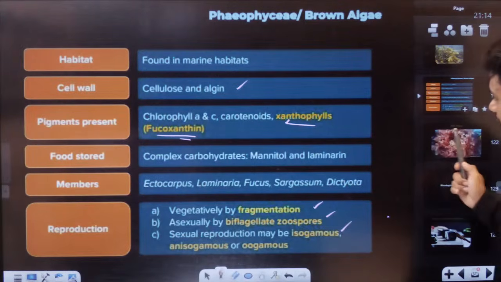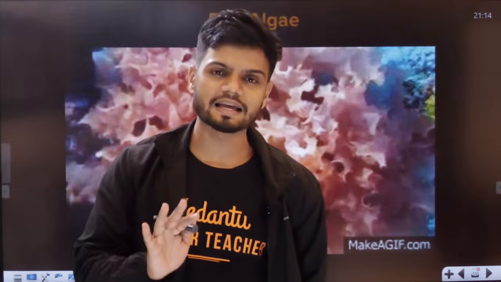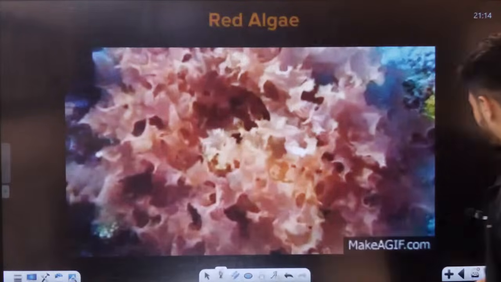Now, students, red algae. Red algae are called your ancient algae. They are the oldest people in the town. Red algae are the oldest. Green algae is the youngest child.